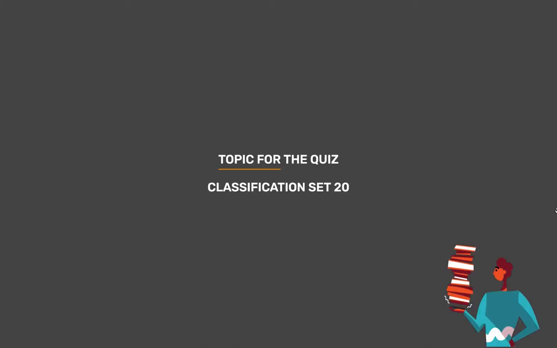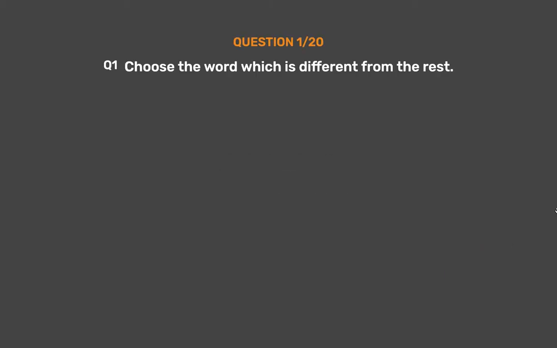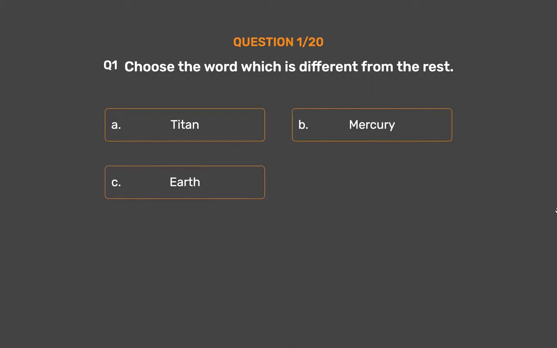Topic for today's quiz is Classification Set 20. Question number 1. Choose the word which is different from the rest. Option A. Titan. Option B. Mercury. Option C. Earth. Option D. Jupiter.